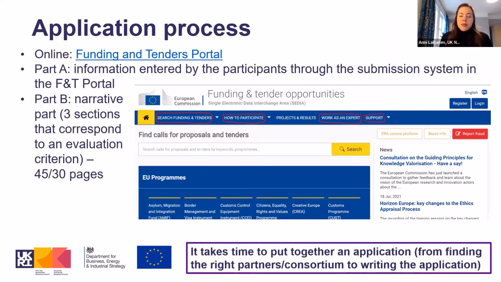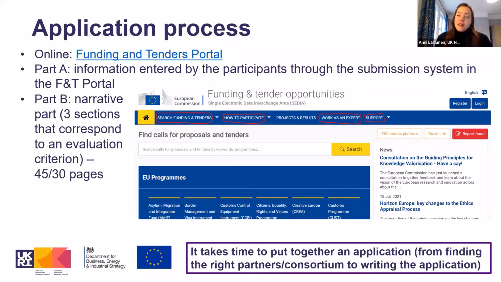Just a few words about the application process. The applications are done online on the Funding and Tenders portal. You can see a photo on screen of what it looks like. The website contains the open calls through the search funding and tenders button.